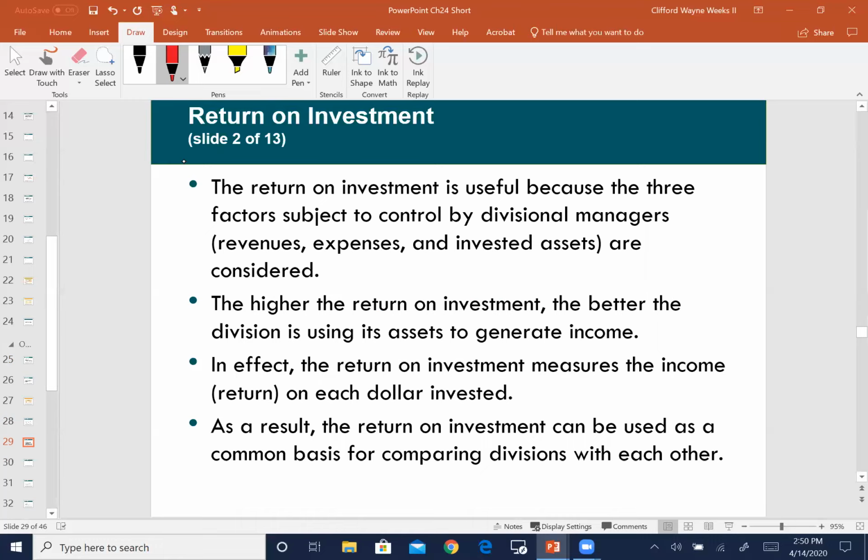The return on investment is useful because three factors subject to control by divisional managers, revenues and expenses, or the profit center, and the investments, are considered. The higher the return on investment, the better the division is at using its assets to generate net income. In effect, the return on investment measures the income or return on each dollar invested. As a result, it can be used as a common basis for comparing divisions against each other.